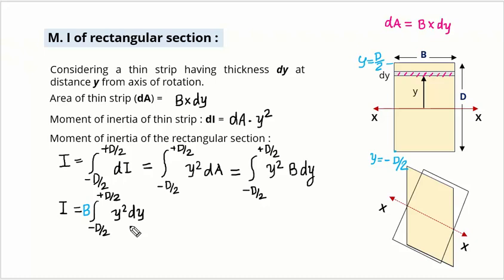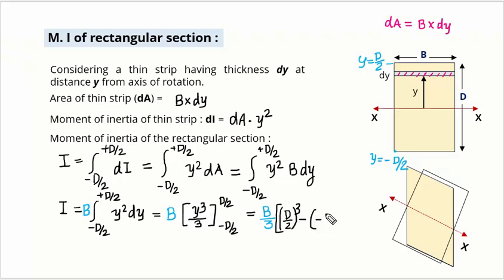Now the integral of y square dy is y raised to 3 divided by 3, simple integration. So it is b outside, y cube divided by 3, from minus d by 2 to plus d by 2. If you simplify this, friends, b is constant and this 1 by 3 is also constant, so I can take the 3 also outside. So b by 3 will be taken outside, and inside we get y cube. We put the higher limit, so we get d by 2 raised to 3, and then minus the lower limit, minus d by 2 raised to 3, friends.